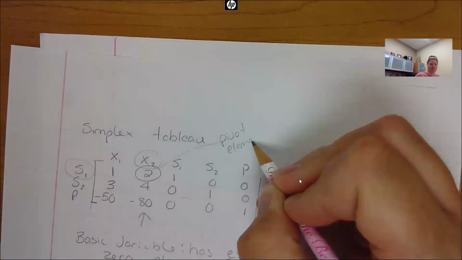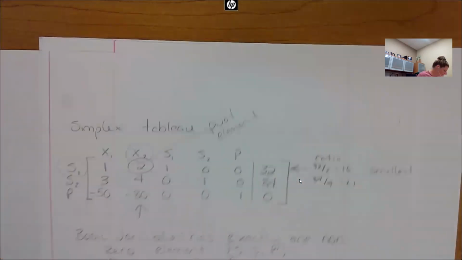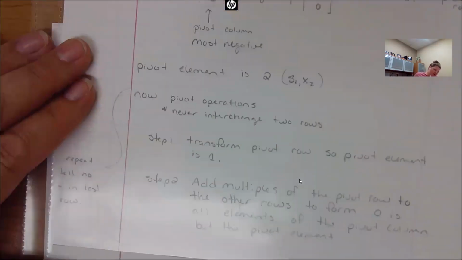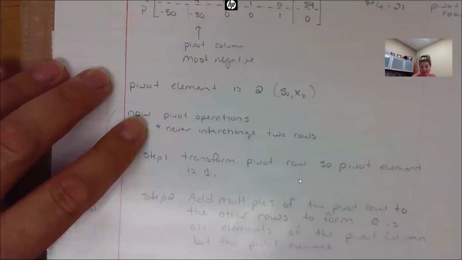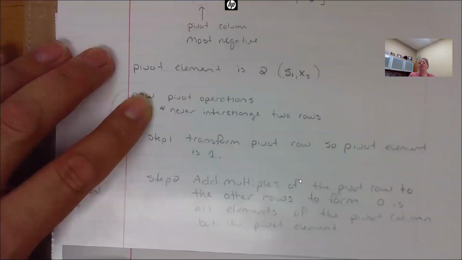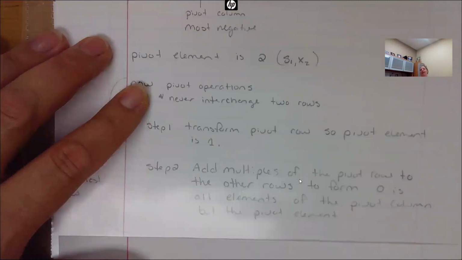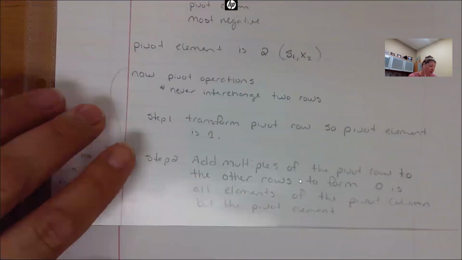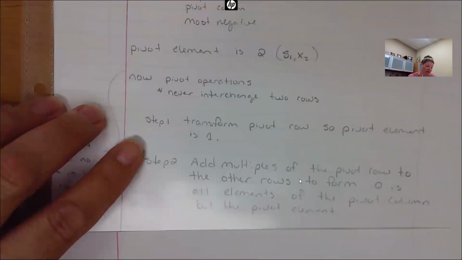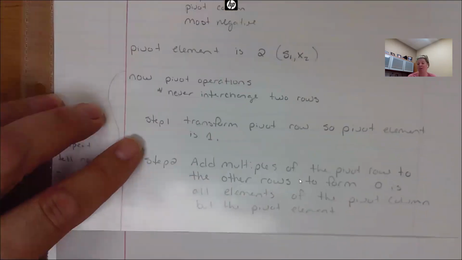Okay, pivot element. All right, so here are a couple rules that I just want to pause and say as we do these steps. You're never going to interchange any two rows. Never. We could do this. It's a legal move in matrices. It's not in Simplex. Step one, you're going to transform the pivot row so that the element is 1.